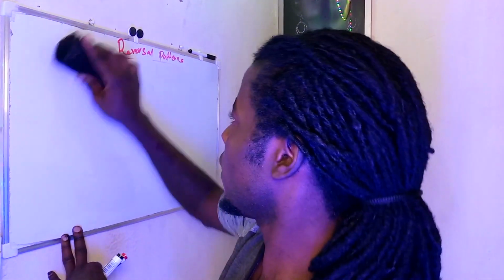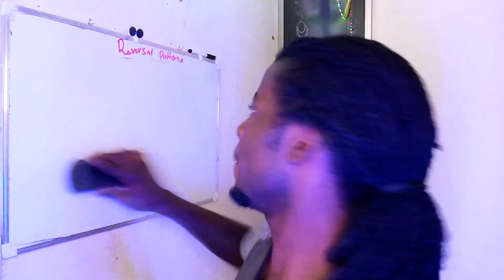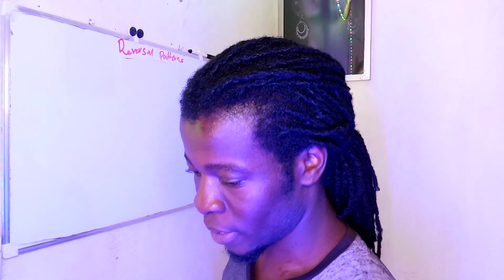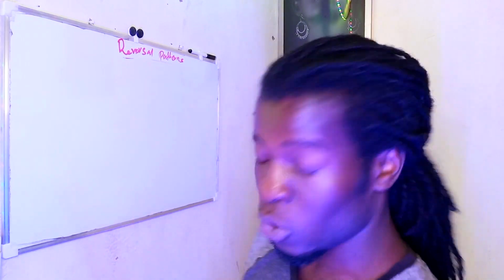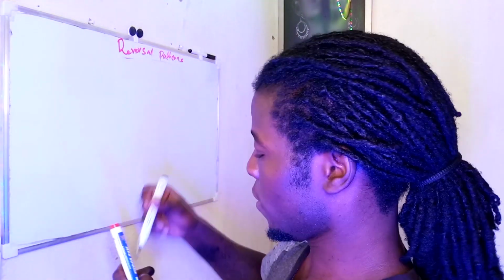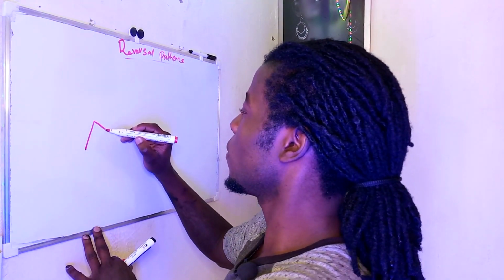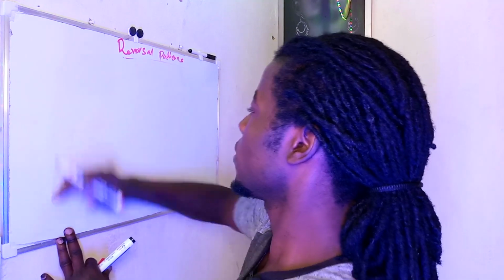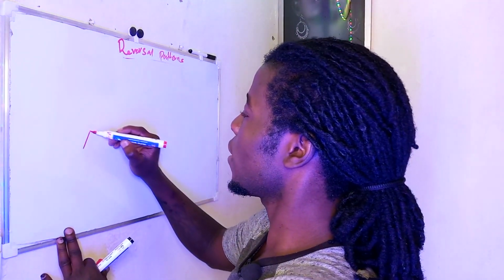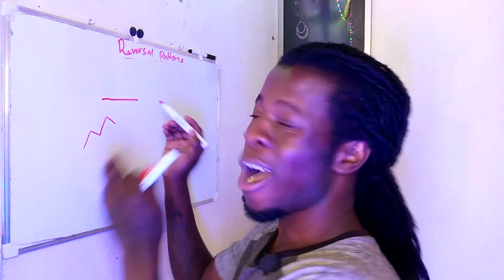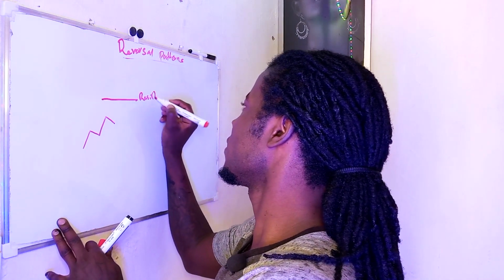All right, guys, these patterns can be formed in any time frame. Then we have the rising wedge. Let's do this. The rising wedge is where, let's say, the market was in a bullish form. The market is giving us higher high, higher low, higher low, right? Now let's say that this is our resistance.